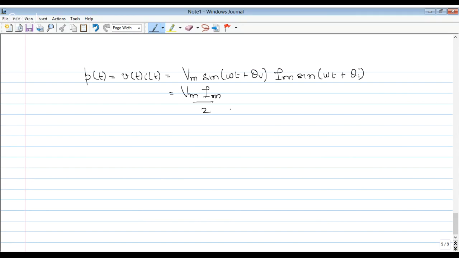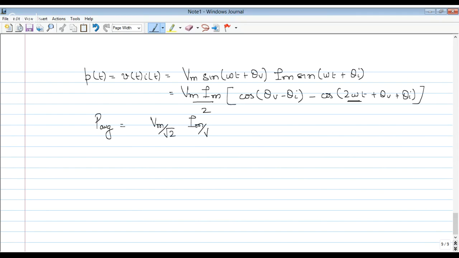Vm Im by 2 into cos of (theta V minus theta I) minus cos of (2 omega t plus theta V plus theta I). The average of the cosine term is 0, because it has 2 omega t and varies with time. So it will be Vm Im by 2 into cos of (theta V minus theta I). So it becomes Vrms Irms cos phi.